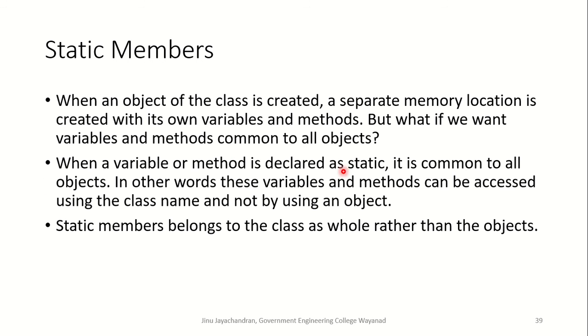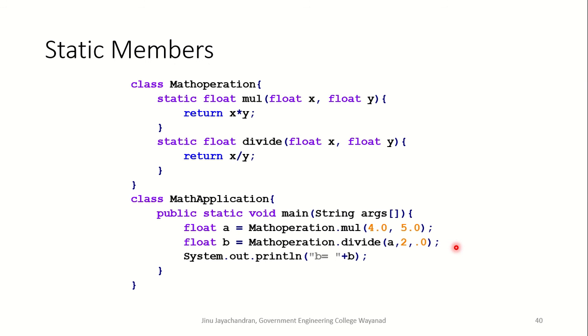When a variable or method is declared static, it is common to all objects. In other words, these variables and methods can be accessed using the class name and not by using an object. So any static member can be accessed directly by class name. You don't need to create an object for that static member, whether it is a static data member or static method. You can directly use the class name, then dot, and access the member. Static members belong to the class as a whole rather than the objects. So let's see an example.